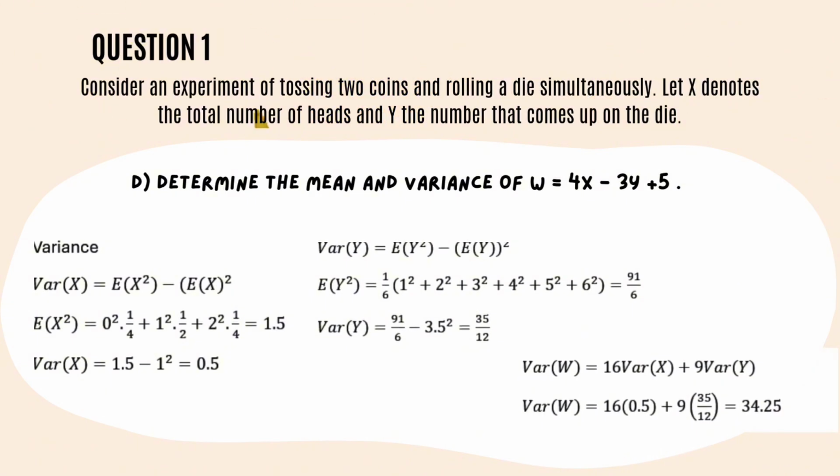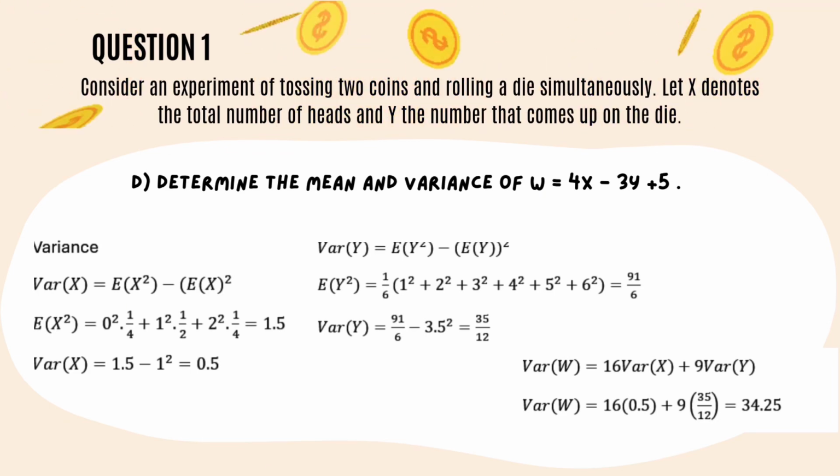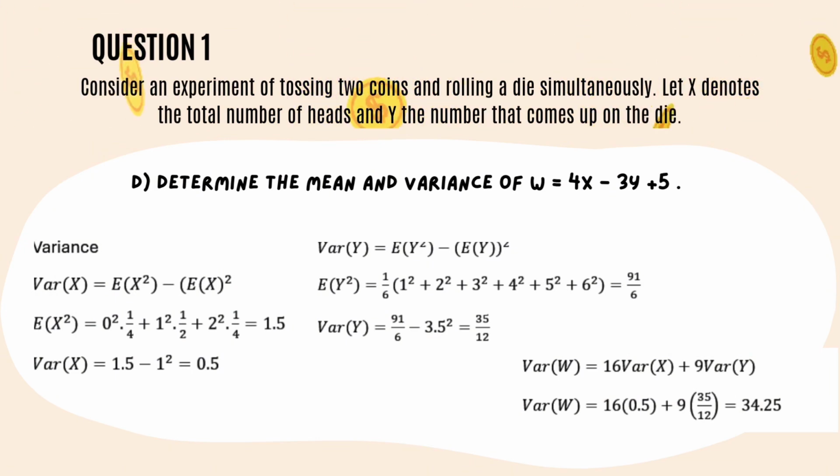So var x is equal to E of x squared minus the square of E of x. So E of x squared is equal to 0 squared multiplied by 1/4 plus 1 squared multiplied by 1/2 plus 2 squared multiplied by 1/4, which is equal to 1.5. And then var x is equal to 1.5 minus 1 squared, equal to 0.5.